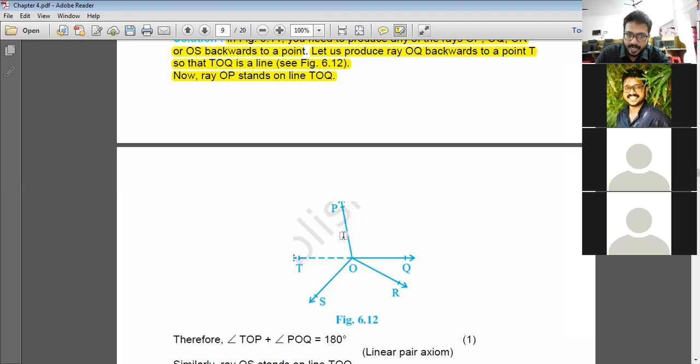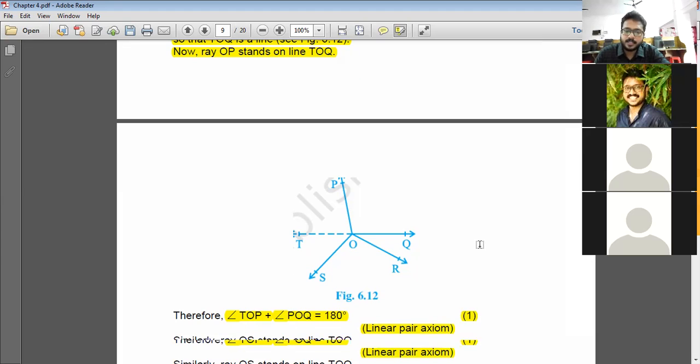Now, look at this. We can see that ray OP stands on line TOQ. Therefore, we can write angle TOP plus angle POQ is equal to 180 degrees, by linear pair axiom. And we are calling it equation 1. Clear?